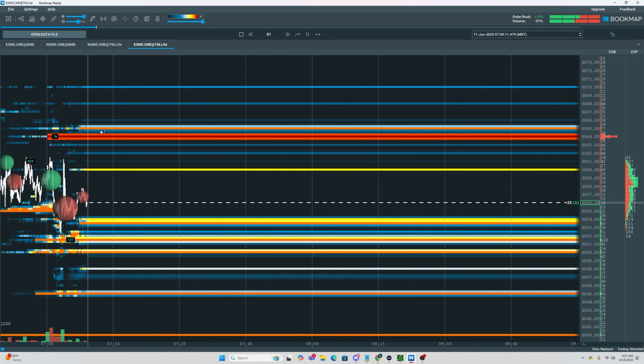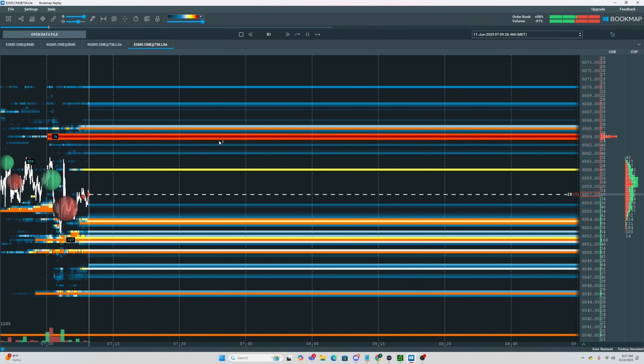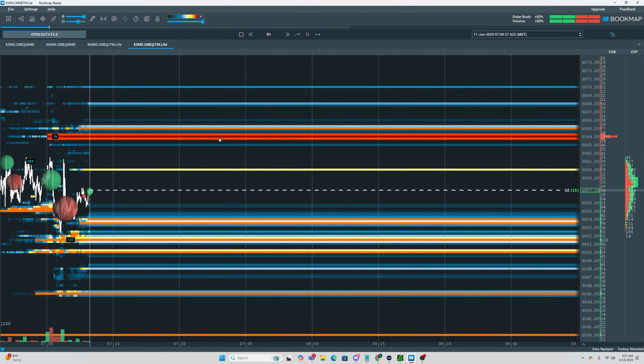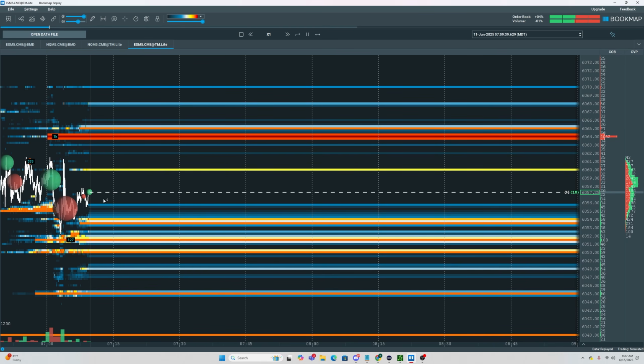And what these shaded areas are is these are limit orders within the market. So a limit order is somebody putting an order into the market saying that they are only willing to buy or sell at that specific price. Now, how do we understand if these are buy limit orders or sell limit orders in the market? Well, this white line right here is current price. If the shading is above current price, those are sell orders. If the shading is below current price, those are buy limit orders.